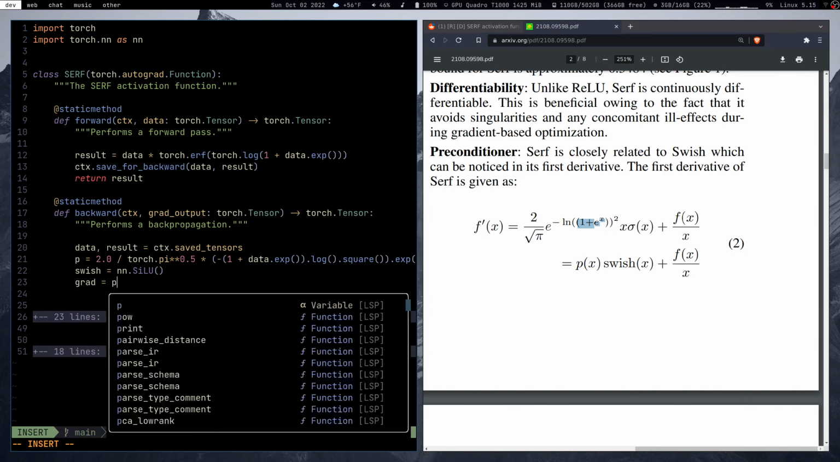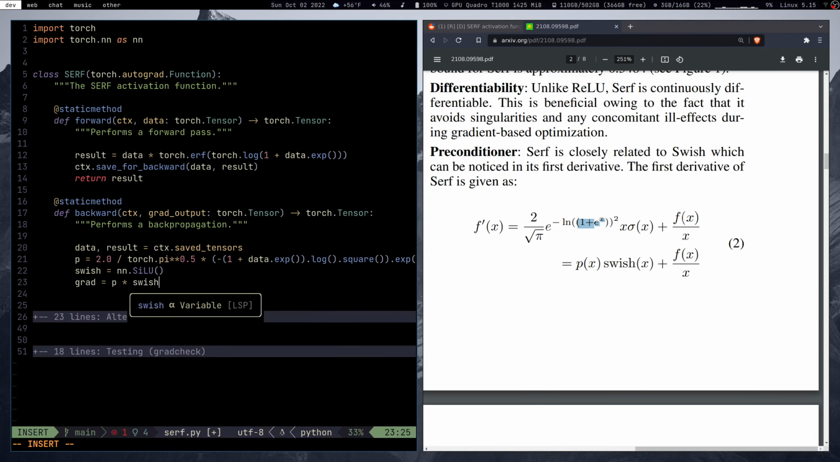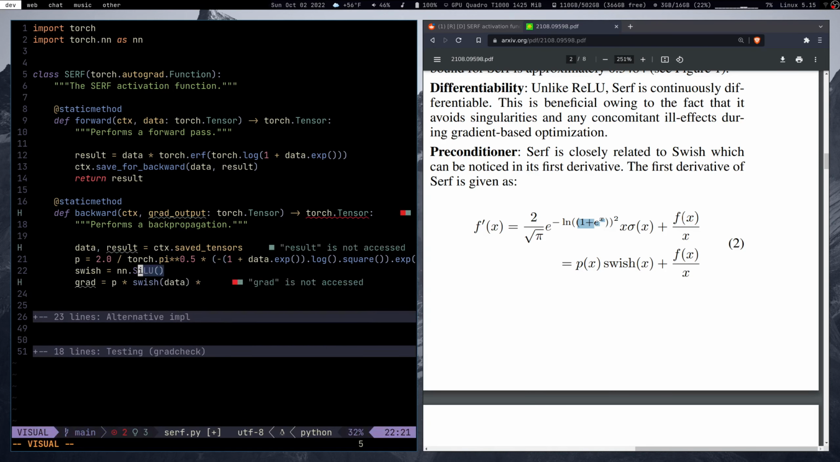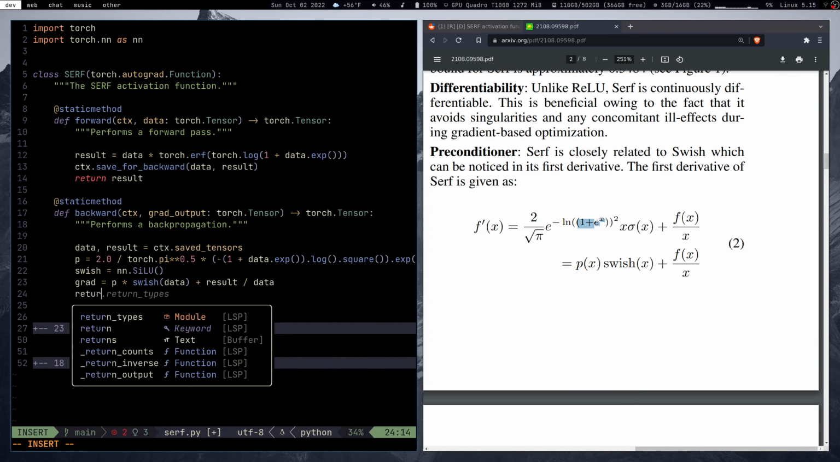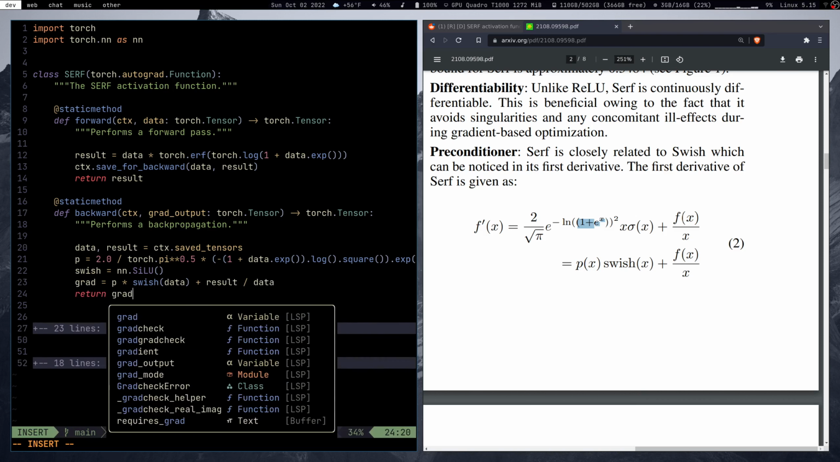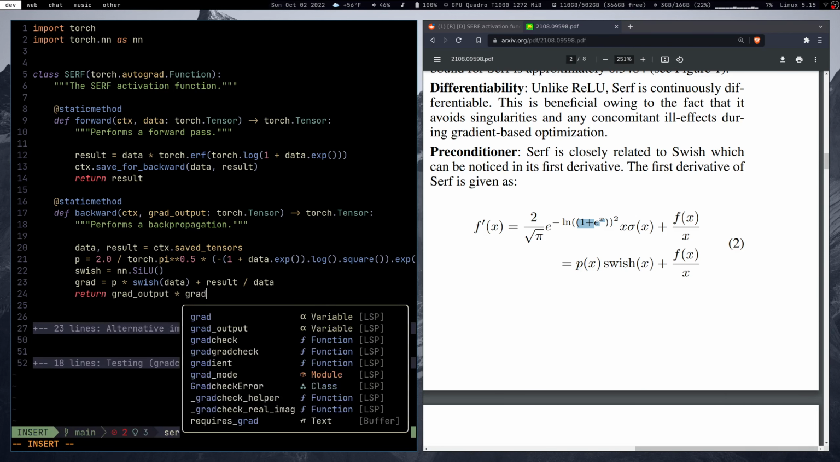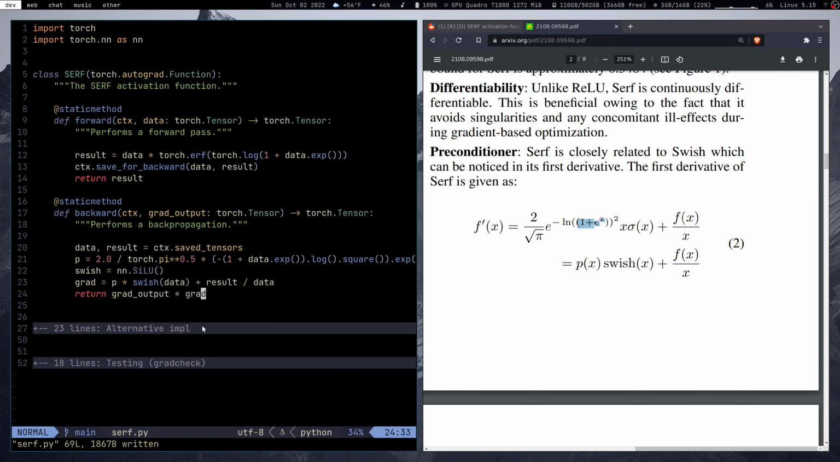Then we compute the gradient. So it's p times swish of data. Now notice that we're initializing SiLU here, so it's pretty much like a function. So we then need to pass data to it, and then we add actually result over data, and finally we perform the chain rule, right? So that's the core of backpropagation. Multiply the gradient we got up until this point by the gradient of SERF, by the gradient we got here. And that's going to be the entire implementation of SERF.